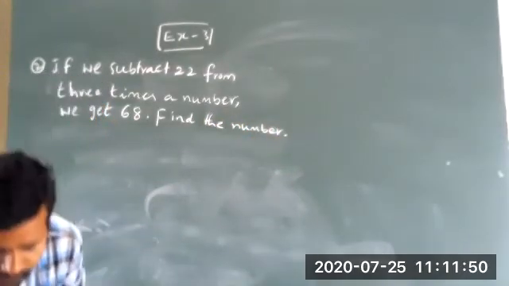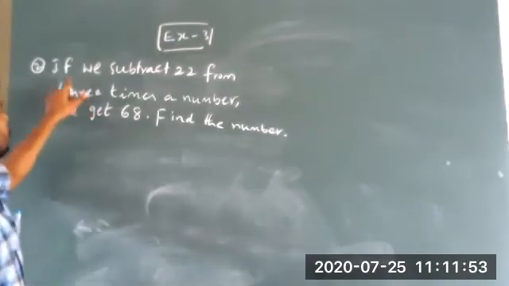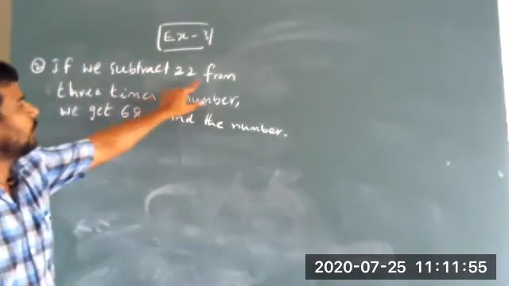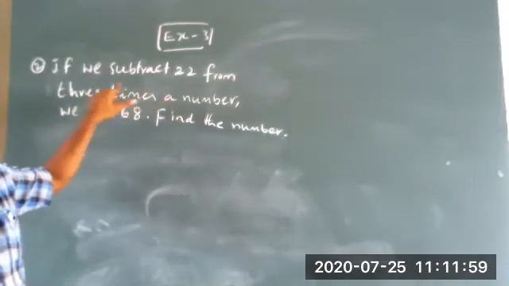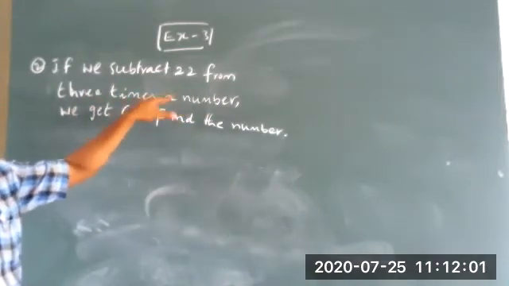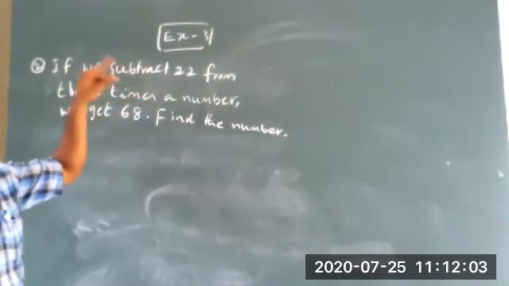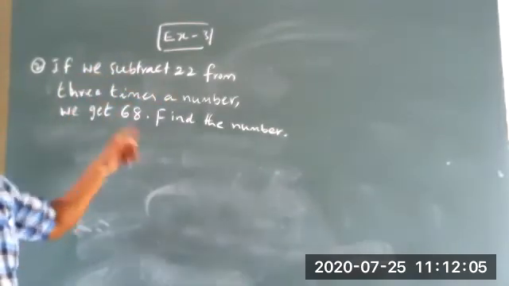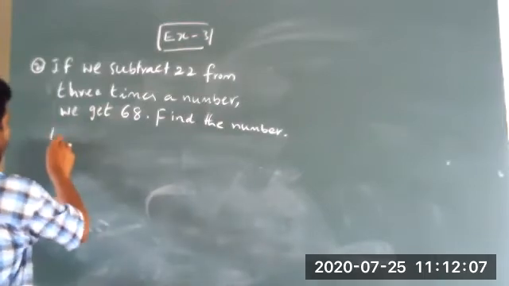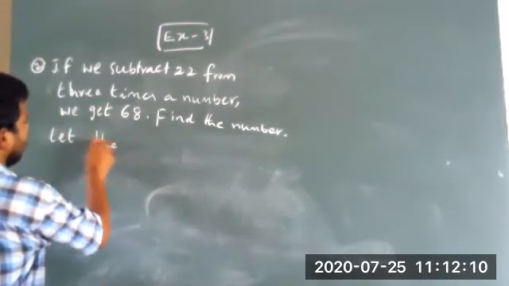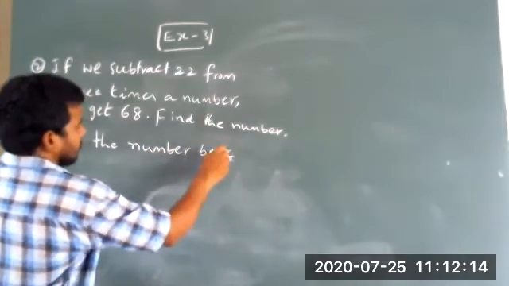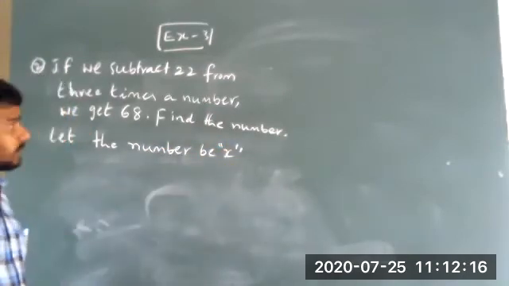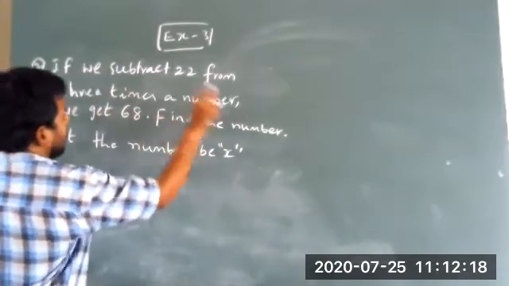See children, the given question is we subtract 22 from 3 times a number. So the number is not given. Let it be x. The required number is x. So let the number be x. The number is what, children? X.